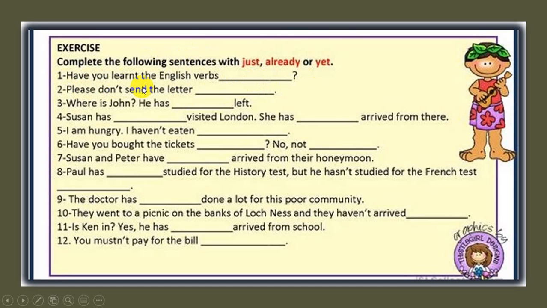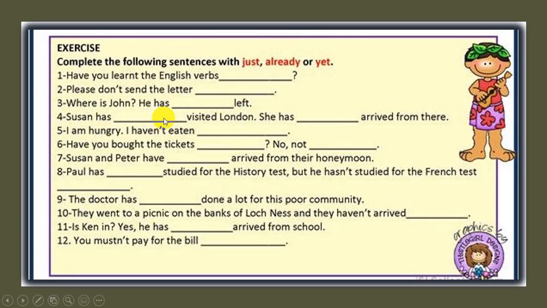Number 2. Please don't send the letter. At the last of the sentence, also we have negative, yet. Where is John? He has space left. Already left. Something that happened before its expected time.